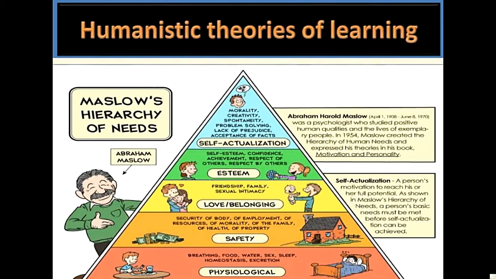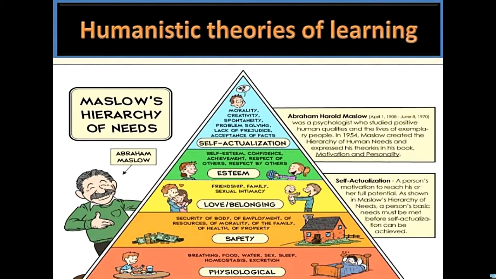On the top of the pyramid is morality, creativity, spontaneity, problem solving, lack of prejudice, acceptance of facts. That is self-actualization. Second level: esteem, self-esteem, confidence, achievement, respect of others.